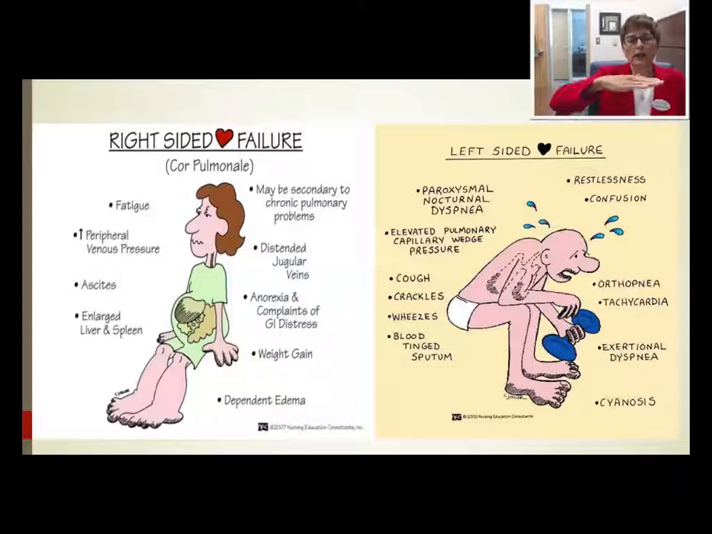They won't be able to sleep lying down, because then the whole surface of the lungs will be covered with that fluid. So all those symptoms are related to the lungs, and that's for the left-sided. And the right-sided heart failure is more edema throughout the rest of the body.